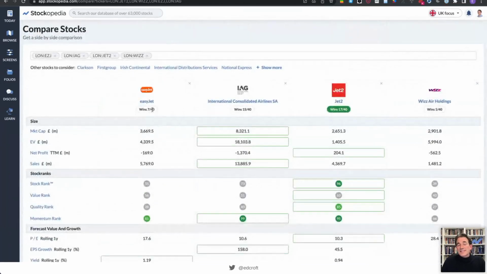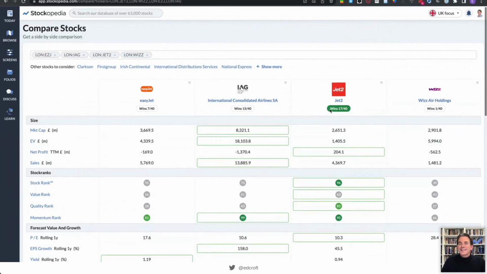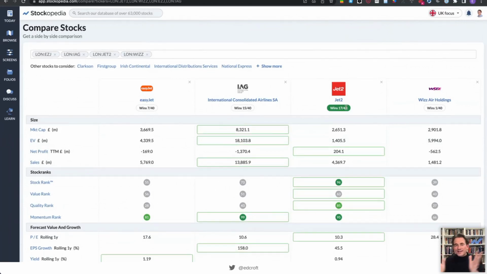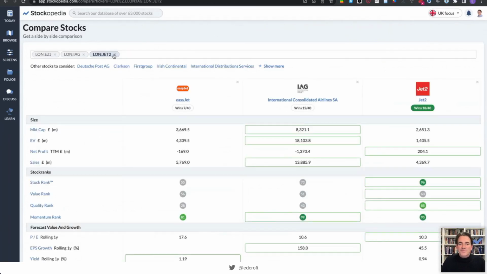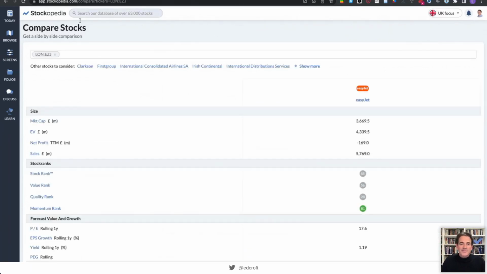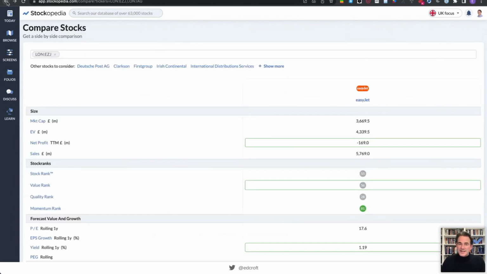And we just basically go, okay, how many it wins? And this one's winning 17 out of the 40 tests, which means it just nudges out IAG. It doesn't mean it's a buy, nothing like that, but it's quite a nice way of comparing stocks, and you can search for whatever shares you like. So that's quite a nifty little trick to know.